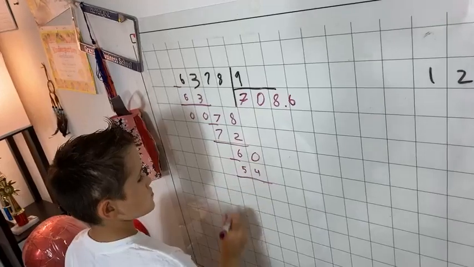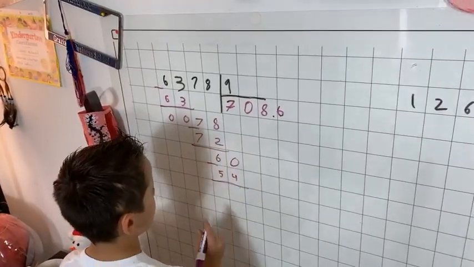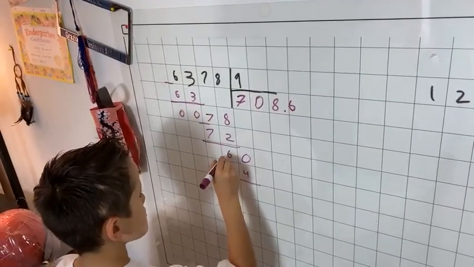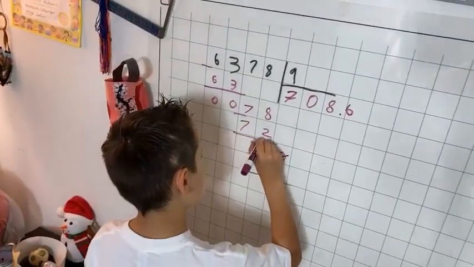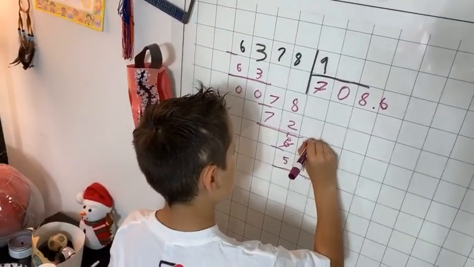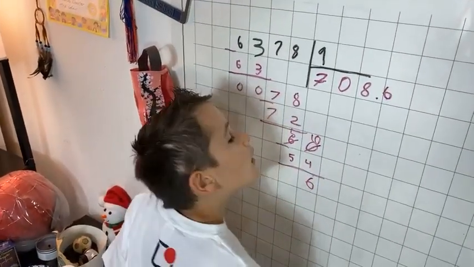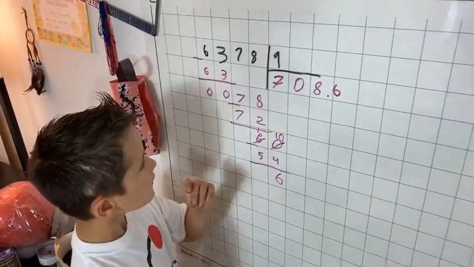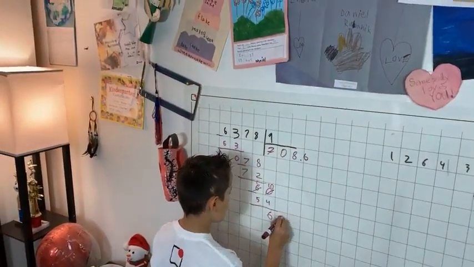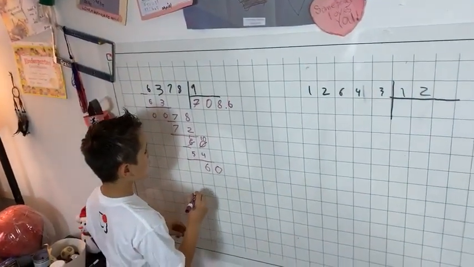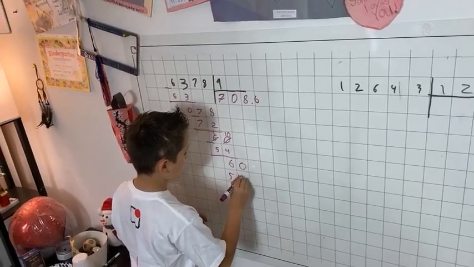And then we subtract. 0 minus 4 you can't do, so we're going to borrow from above. Then this becomes a 5 and this becomes a 10. So it equals 6. Now, 9 cannot fit into 6, so we're going to add a free 0.